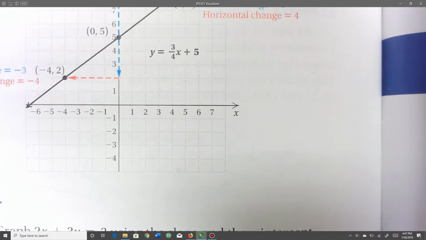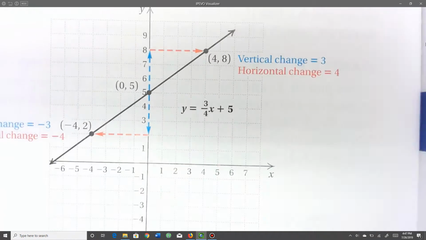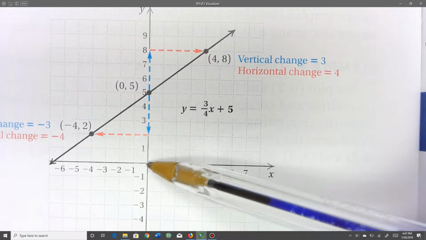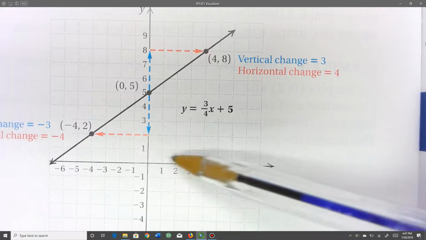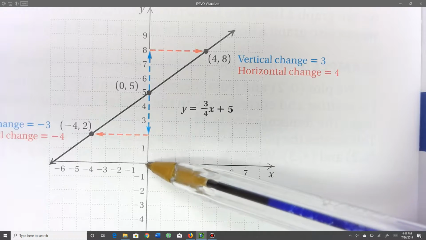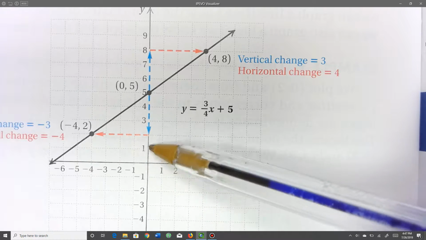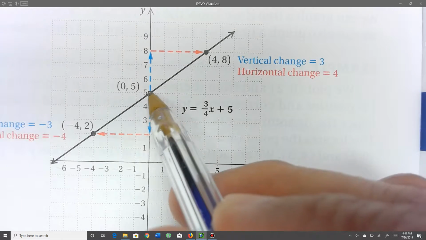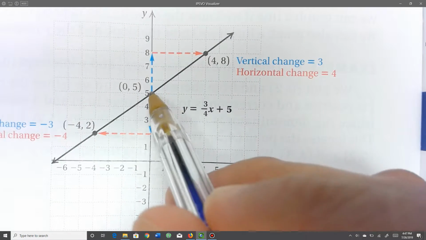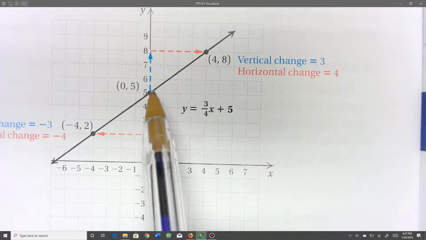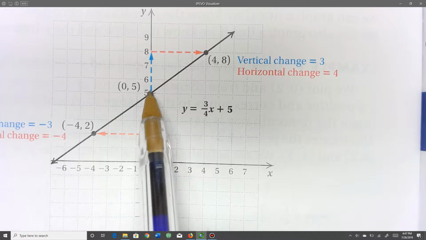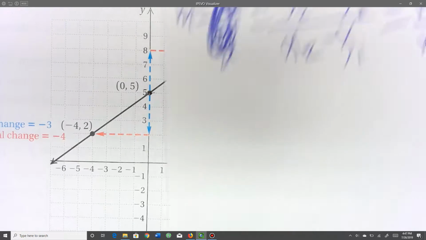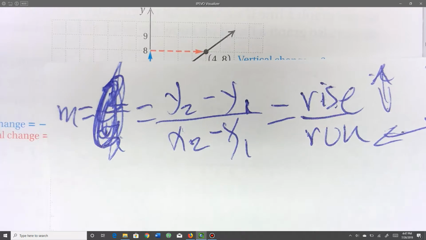Okay, so I start with my y-intercept. I start at the origin. Do not move to the left or to the right. I move up 5 units, 1, 2, 3, 4, 5, and plot my y-intercept. Put my y-intercept there.